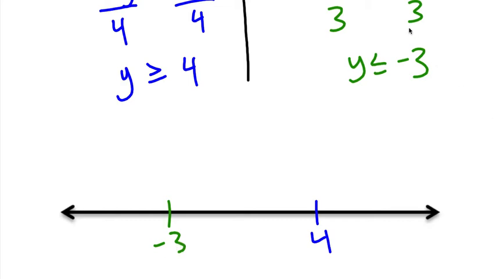So let's graph y is greater than or equal to 4. So here's 4. Greater than or equal to means shade in the circle, and greater than means shade to the right. Y is less than or equal to negative 3 means at negative 3 I put a filled in circle, and less than means shaded to the left.